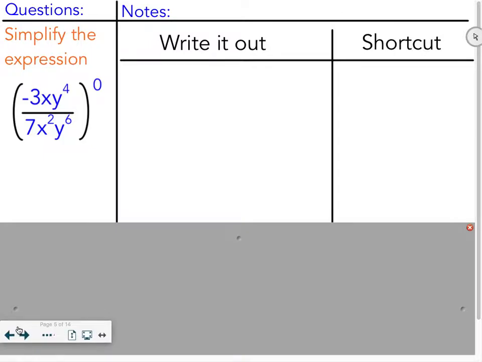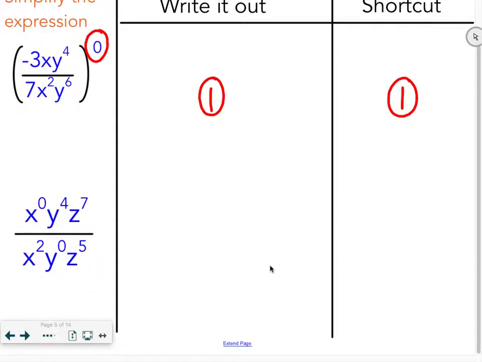All right, last two. Negative 3xy to the 4th over 7x squared y to the 6th. This one also has an outside exponent of 0, so our answer is 1. I always end up with people who try to solve problems like that where the answer is just 1. So don't be the person that does all the work to simplify that when really all you should have written was 1. So be careful.